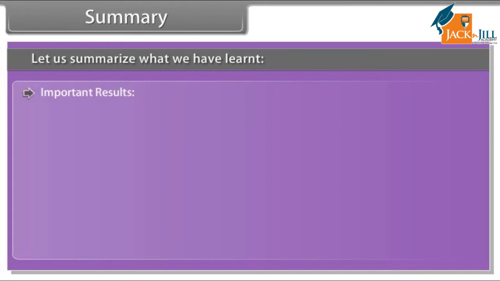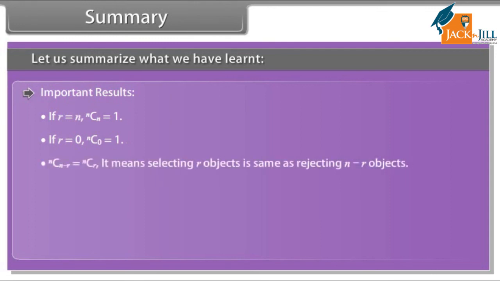Important results. If r is equal to n, nCn is equal to 1. If r is equal to 0, nC0 is equal to 1. nC(n minus r) is equal to nCr. It means selecting r objects is the same as rejecting n minus r objects.